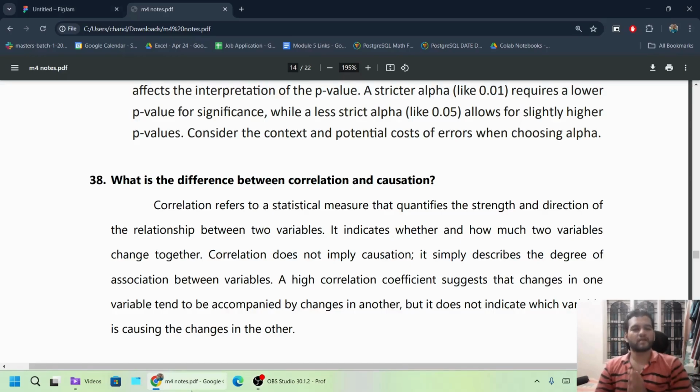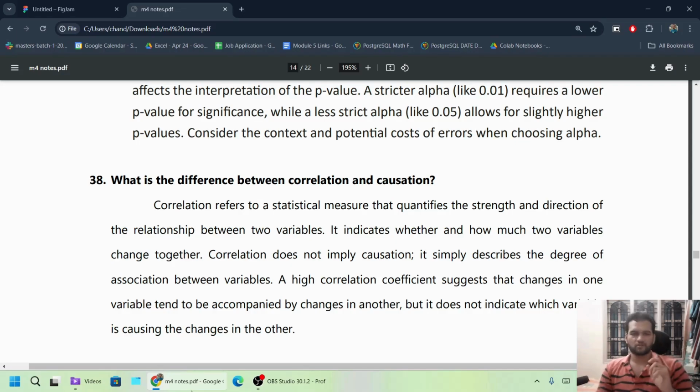Let us go ahead with our next question. What is the difference between correlation and causation? Correlation is a statistical measure that quantifies the strength and direction of the relationship between two variables. It indicates how much the variables change together. Correlation does not imply causation. It simply describes the degree of association between the variables. A higher coefficient suggests that a change in one variable tends to accompany a change in another, but it does not indicate which variable is causing the changes in the other.